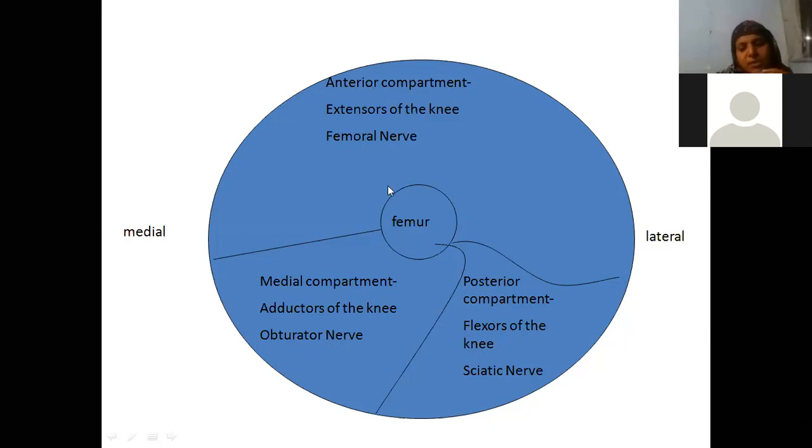Raj, can you tell me the muscles of the anterior compartment? First, there is some disturbance from somebody's home. Can you please mute? Okay, Ritika, can you tell me the muscles of the anterior compartment, beta?